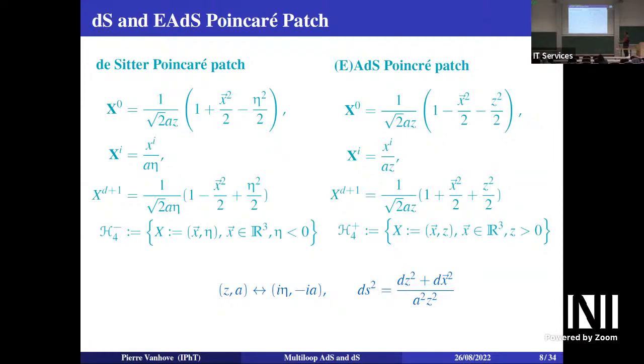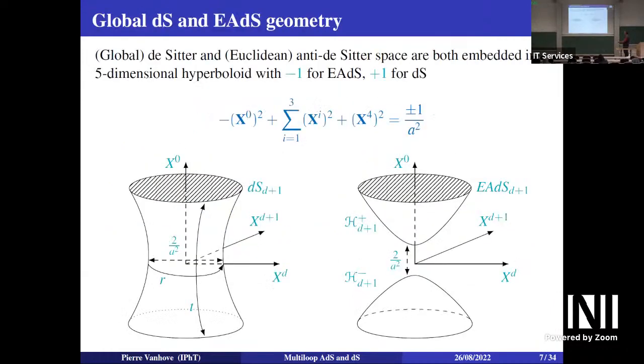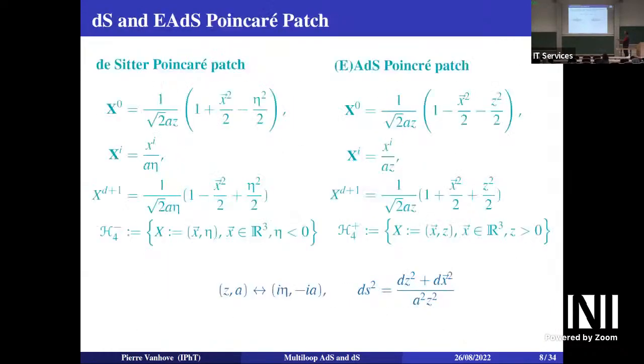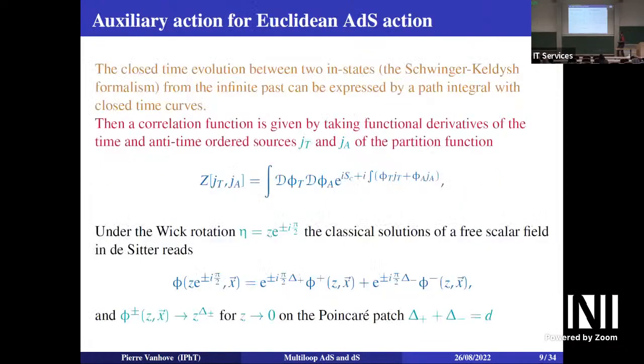And the two are related by the analytic continuation, Z to i eta, a to minus i eta, which is responsible for the flip of sign that you see here. And locally, you have this metric that is almost a flat metric modulo this conformal factor, and that's going to be important.